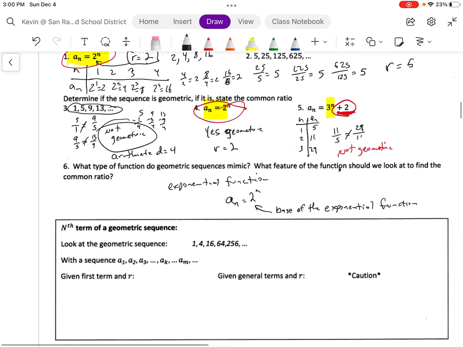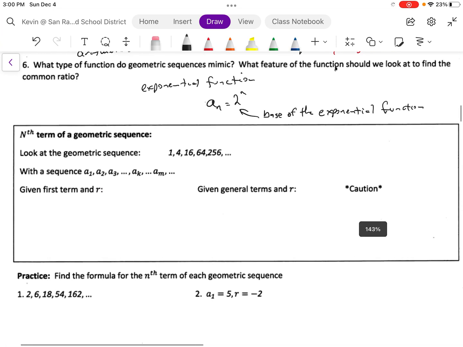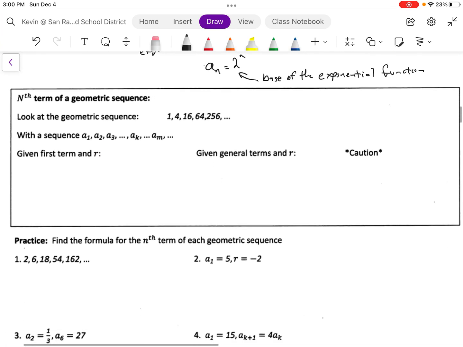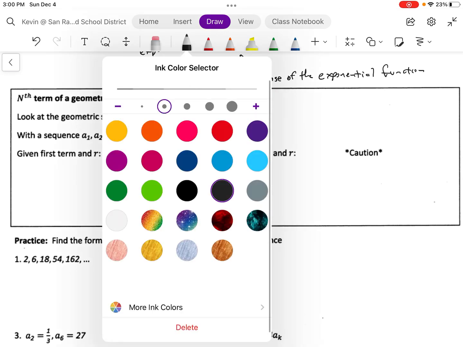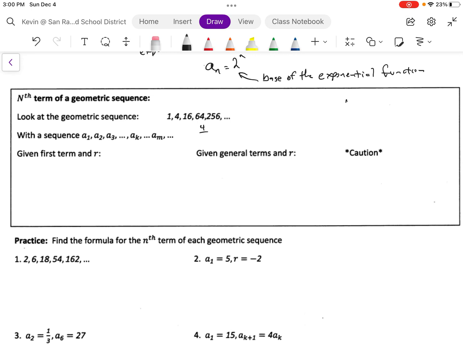We just gotta keep moving forward here. So look at the geometric sequence. Let's find what our ratio is. 4 divided by 1 is 4. 16 divided by 4 is 4. I think it's safe to say that our ratio is 4.